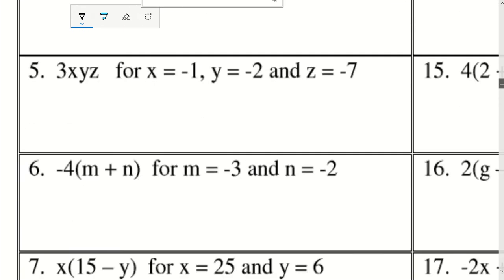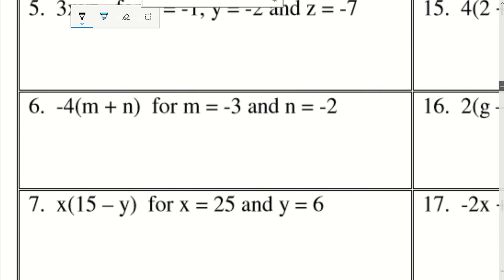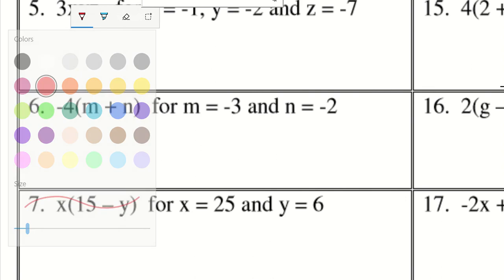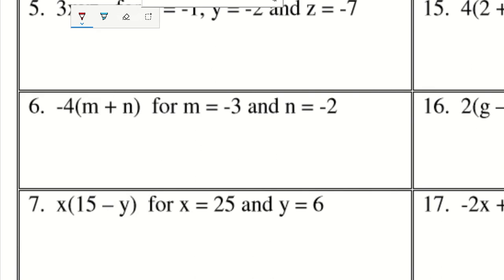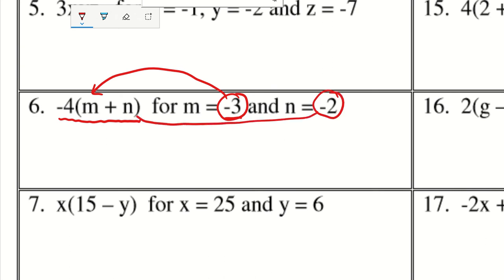Let me go ahead and do number 6. If you take a look at number 6, they want us to evaluate -4 times m plus n when m is -3. So I'm going to have to take that number and plug it in where I see m. And when n is -2, I'm going to have to take that -2 and plug it in wherever I have n. So let me go ahead and rewrite this expression with the values that are given.